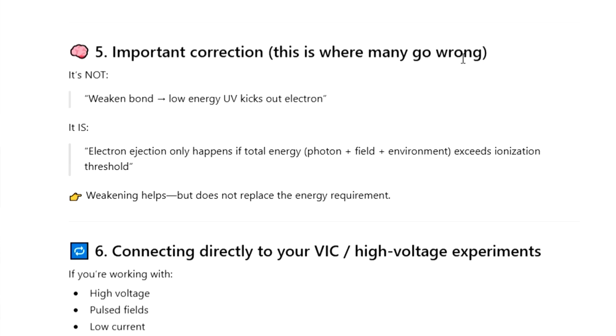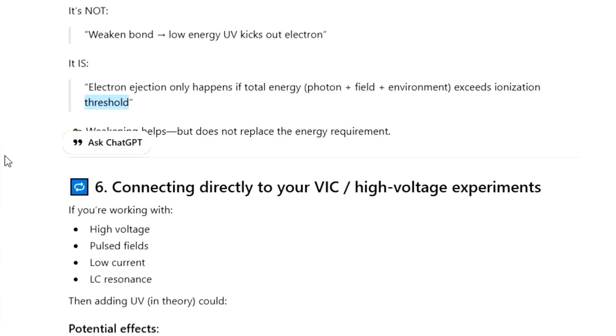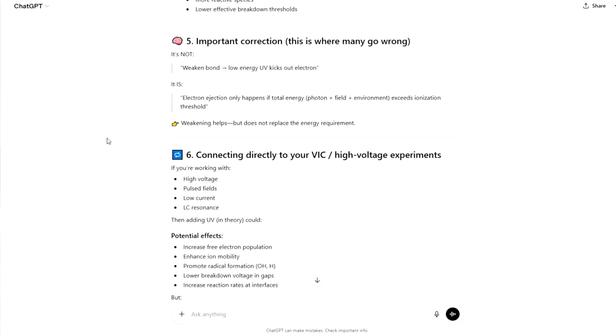Important correction, this is where many go wrong. It's not weakened bond, low energy UV kicks out electron. Electron ejection only happens if total energy, which is the photon plus the field plus environment, exceeds the ionization threshold. Weakening helps, but does not replace the energy requirement. But we are just looking to weaken it. The voltage fields weaken it, the photons weaken it, and then we have particles bouncing around, which also weaken.